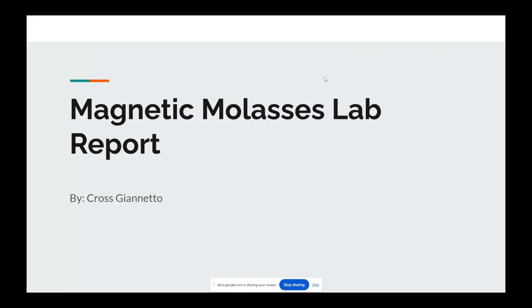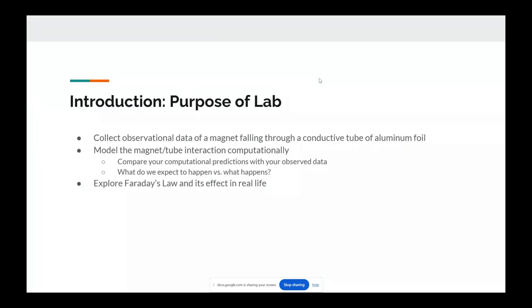Here is the magnetic molasses lab report by me, Giannetto. The purpose of this lab is to collect observational data of a magnet falling through a conductive tube of aluminum foil. We want to model the magnet/tube interaction computationally using GlowScript, and then we compare our predictions with the data observed and what we saw in real life.